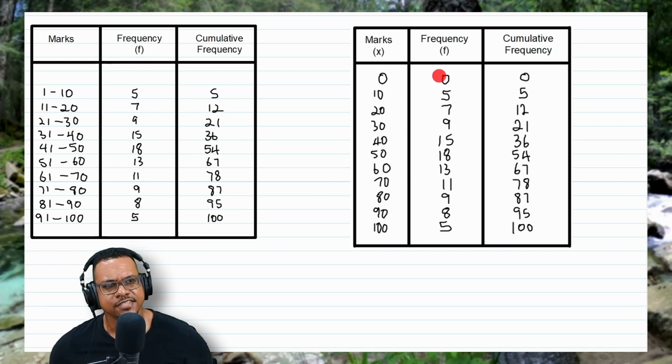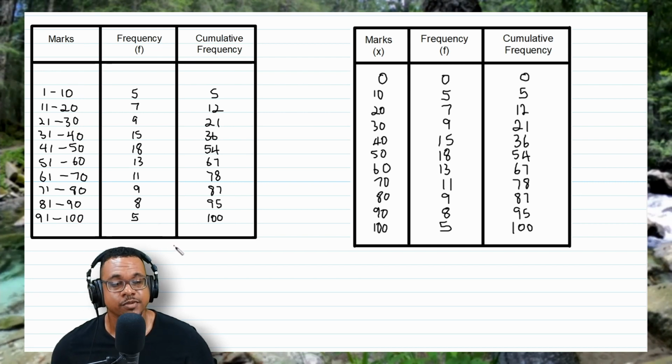Now look at similarities here again. Notice my upper class limits are the same as the marks here. 10, 20, 30, 40, 50, 60, 70 going on like that. So same thing here, same as the upper class limits here.